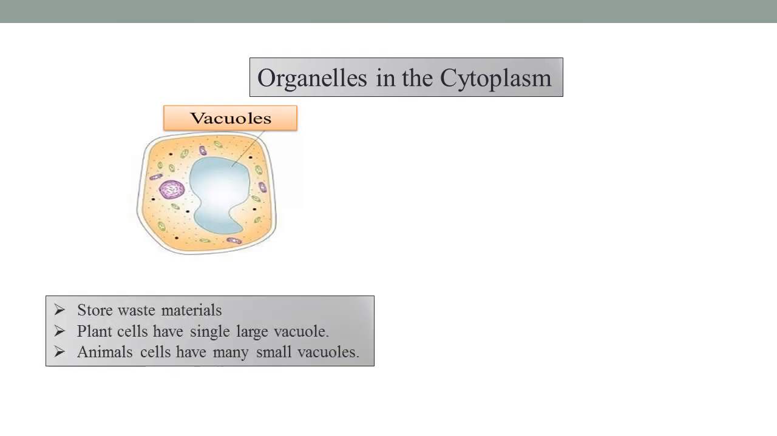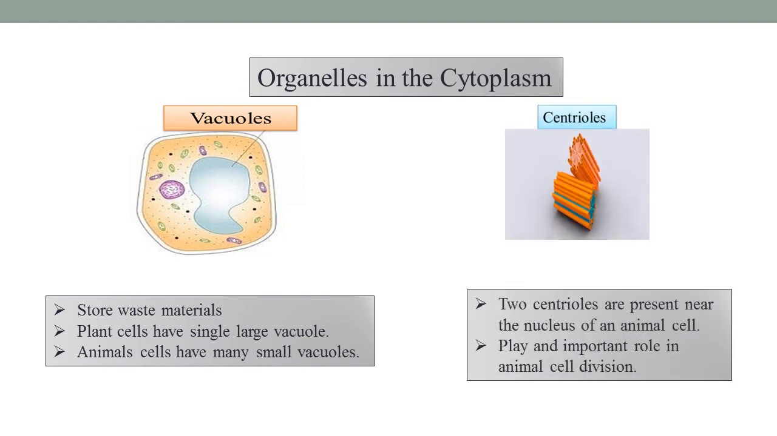Vacuoles. Vacuoles store waste material, air, water, and food particles. There is only a single vacuole in plant cells, while animal cells have more than one vacuole. Centrioles. Centrioles are present near the nucleus of an animal cell. They are 2 in number and play an important role in animal cell division.